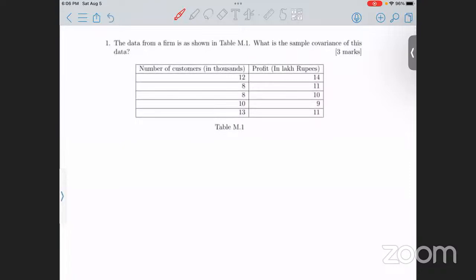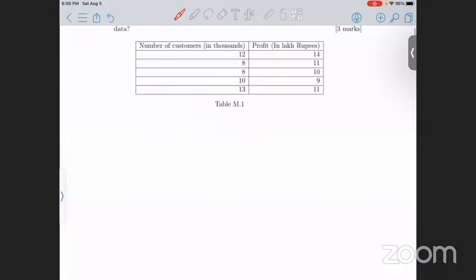The data from a frame is shown in table M1. What is the sample covariance of the data? So what is sample covariance, and what is covariance? These are two different things.